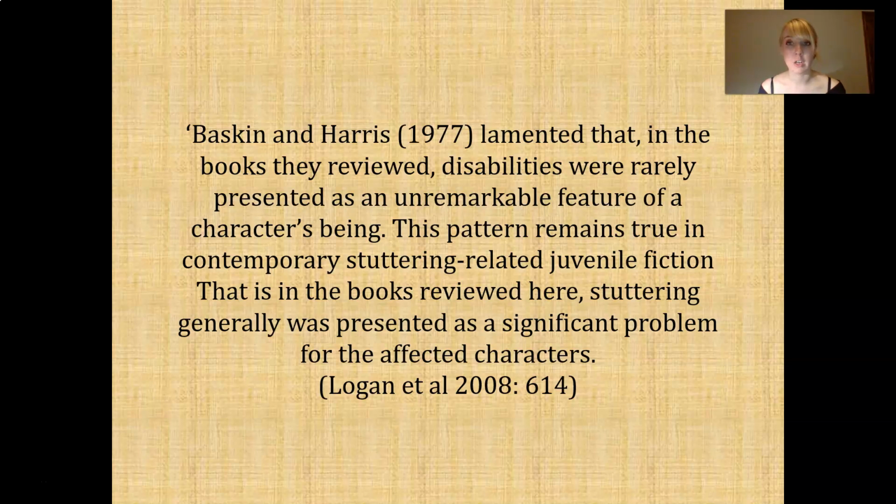And this is what Logan and colleagues say. They say Baskin and Harris lamented that, in the books they reviewed, disabilities were rarely presented as an unremarkable feature of a character's being. This pattern remains true in contemporary stuttering-related juvenile fiction. That is, in the books reviewed here, stuttering was generally presented as a significant problem for the affected characters.